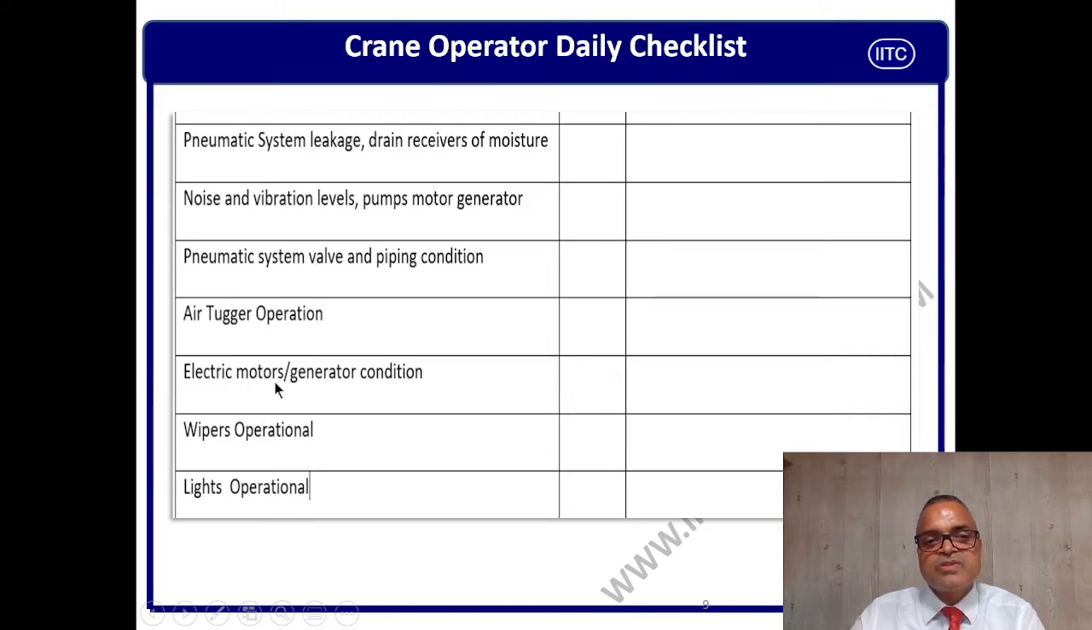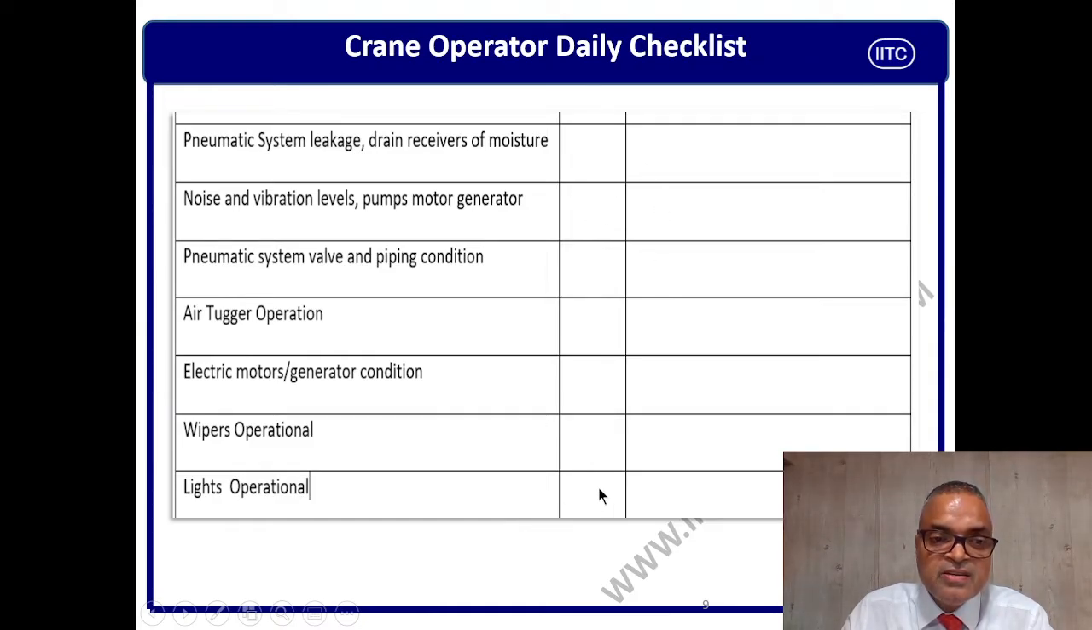You need to see the electric motor condition and generator condition, and accordingly you can put on condition. Wipers are very important, which can be used in the foggy condition as well as monsoon condition, and your vision should be okay. Otherwise, you can create an incident. So wiper condition must be checked. Wiper operation must be checked, and you can put yes or no accordingly. If there are no, then you have to take subsequent action.